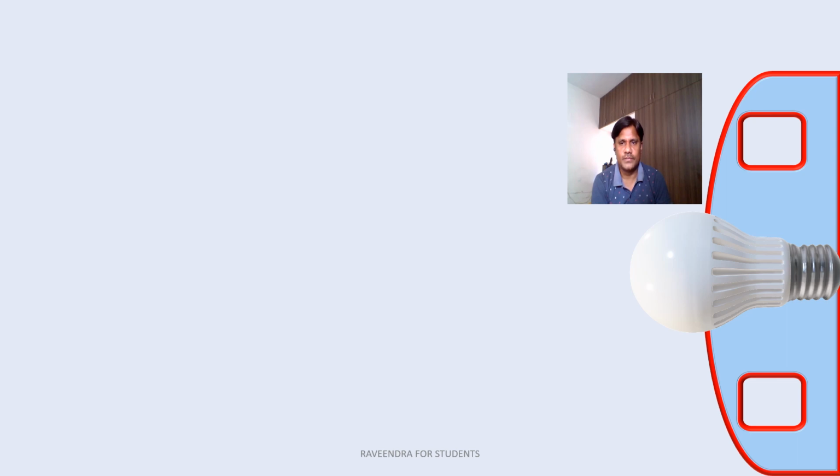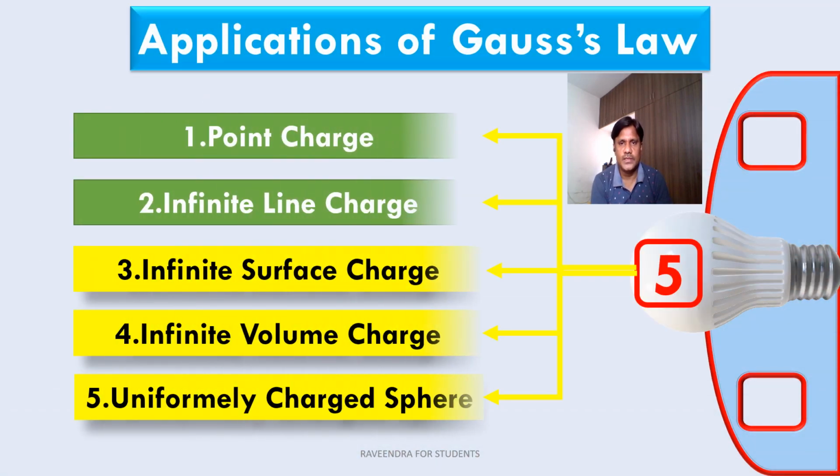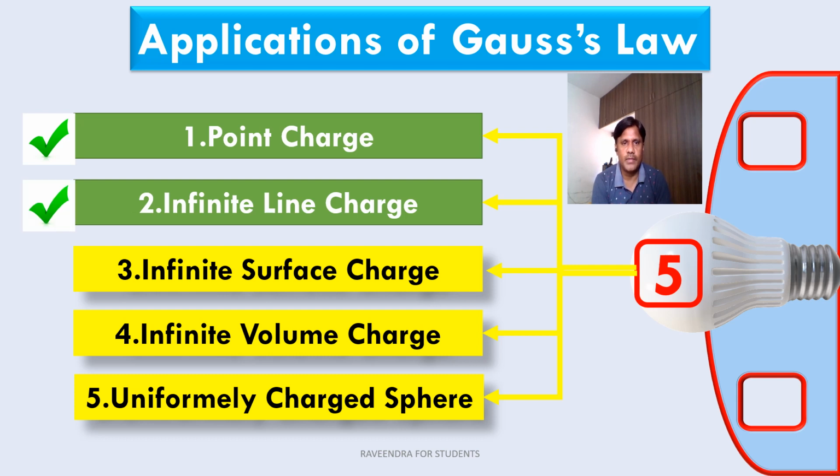Students, after seeing the first two applications of Gauss law, that is for point charge and infinite line charge, can you tell me, by applying Gauss law, does the solving of electrostatic problems become easy? I think you know the answer very well. Your answer is, I think, Gauss law, right? Out of all the 5 applications of Gauss law, in this video we have seen point charge and infinite line charge, and the remaining 3, infinite surface charge, infinite volume charge and uniformly charged sphere, how to apply Gauss law for these 3, we will see in the next video.